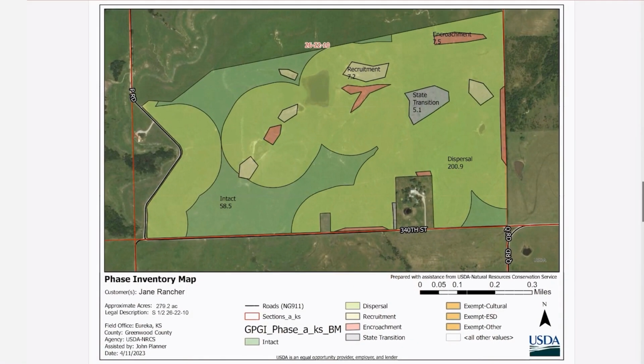On the next page is a phase inventory map that identifies the different woody invasion phases of a brush management practice and pest management conservation system. When we identify these areas, it gives us an idea of what type of challenges the client will face when tackling this woody invasion. Let's zoom in.